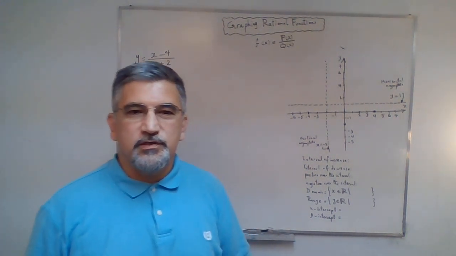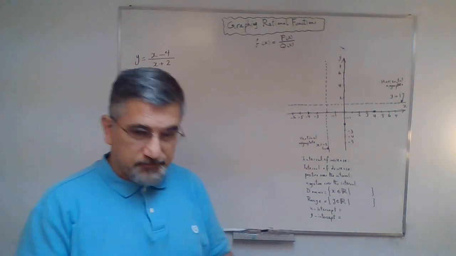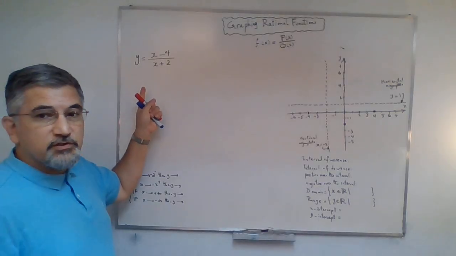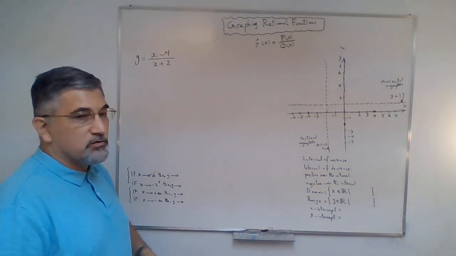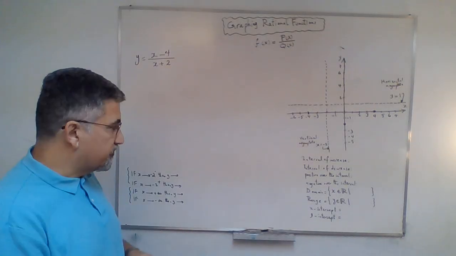Hello, welcome to another lecture on graphing rational functions. We have a rational function here, y equals (x minus 4) over (x plus 2), and we want to draw the sketch of this function.